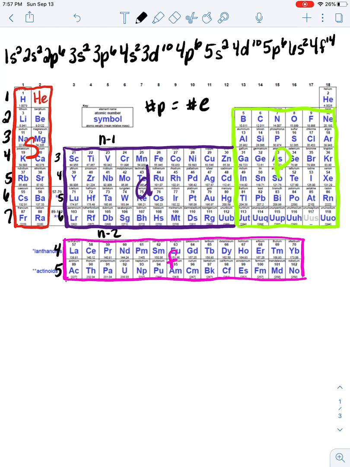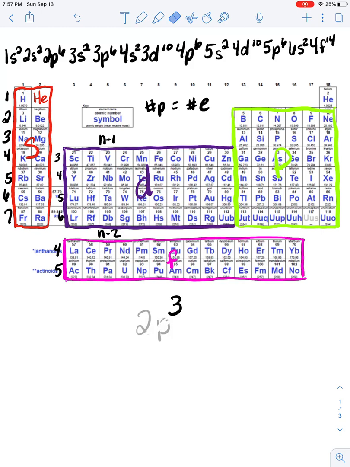So if we just take, for example, 2p6. If you see this, it means that in the second energy level, in the p sublevel, there are 6 electrons. And you might see it a little bit different. There might only be, let's say, 3 electrons in this sublevel, but it's never going to go above 6. If you have more than 6 electrons, they're going to go to the next energy level.